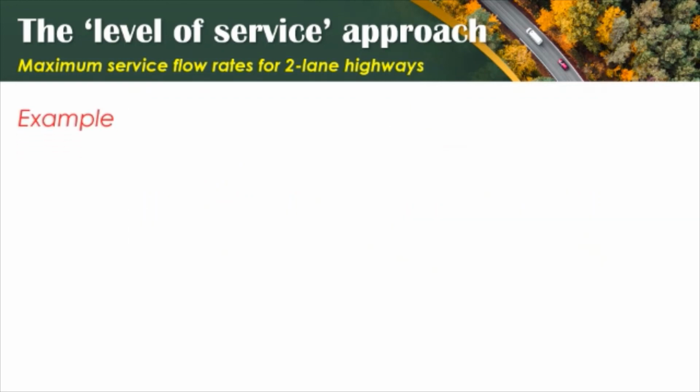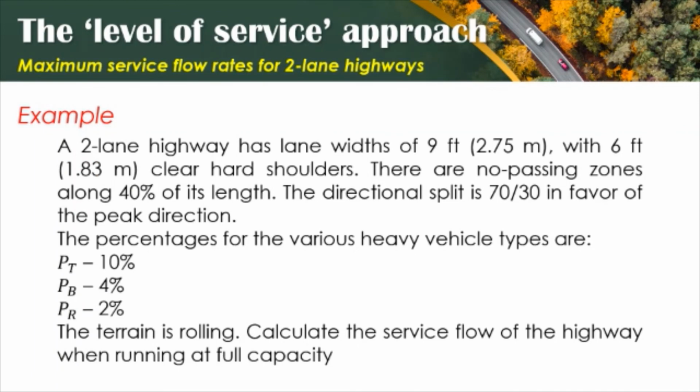So let's have an example for two-lane highways. A two-lane highway has a lane width of 9 feet with 6 feet clear hard shoulders. There are no passing zones along 40% of its length. The directional split is 70/30 in favor of the peak direction. The percentages for the various heavy vehicle types are P sub T is 10%, P sub B is 4%, and P sub R is 2%. The terrain is rolling. Calculate the service flow of the highway when running at full capacity.